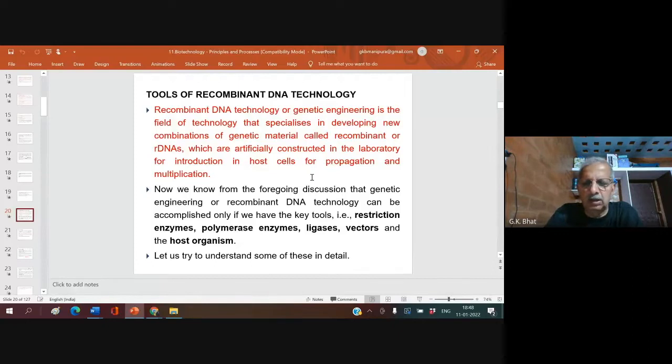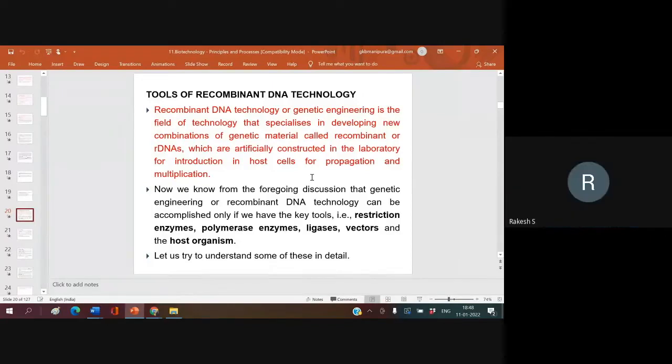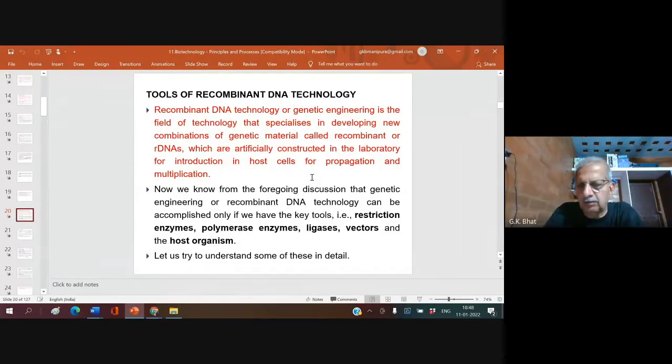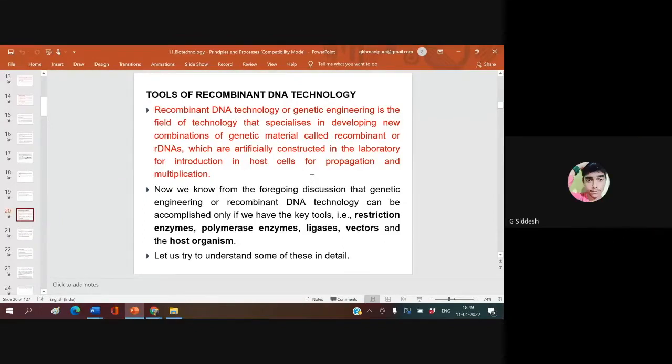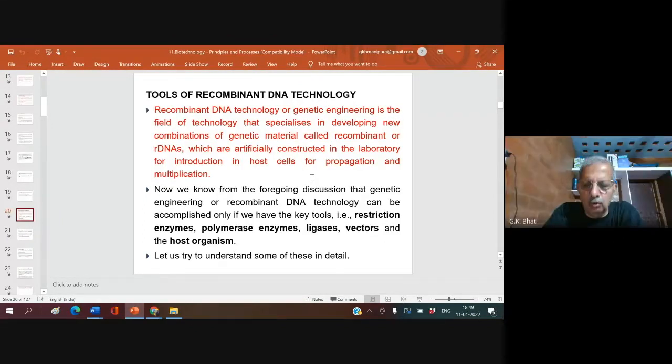Rakesh, why are restriction enzymes required? To cut the DNA. Okay, good. Siddesh, why are ligases required? To join the ends. Good.